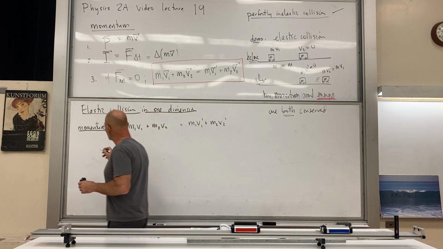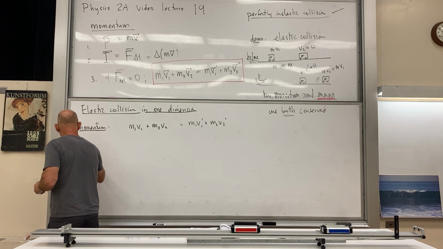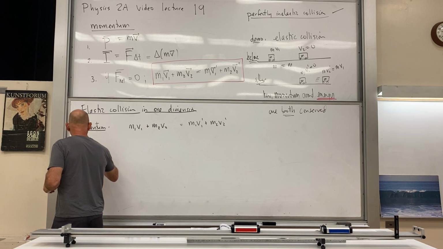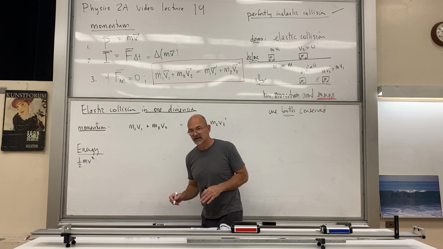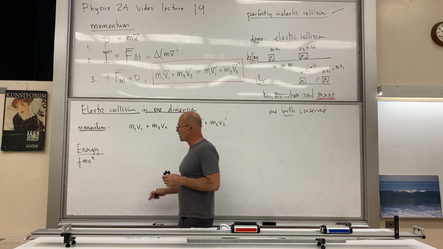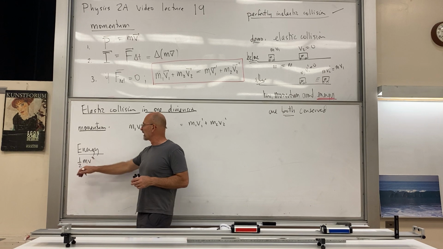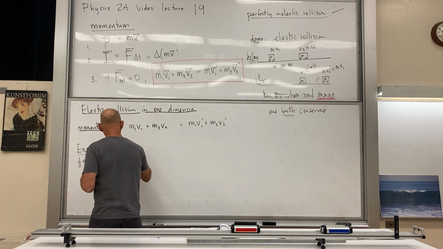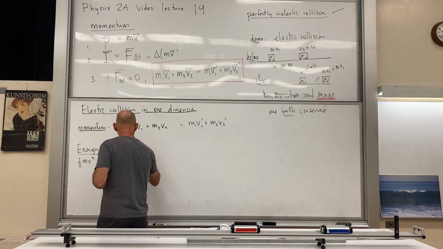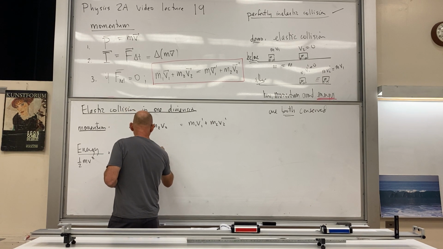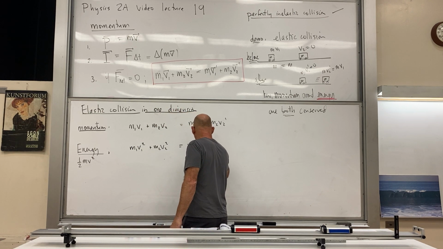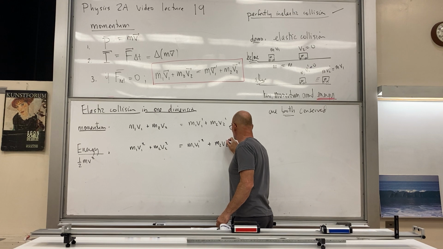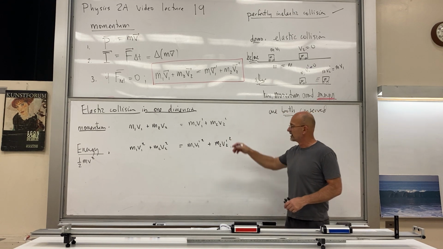Now, if energy is conserved, and I'll just remind you, we're looking at 1/2 mv squared as our kinetic energy on the horizontal. I'm going to get rid of the 1/2s immediately, okay? So if I write down the energy equation, I have m1 v1 squared plus m2 v2 squared equals m1 v1 prime squared plus m2 v2 prime squared. Okay, I just left off the 1/2s from all of these.